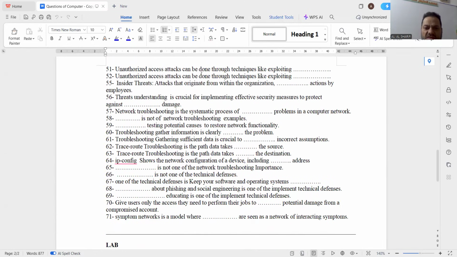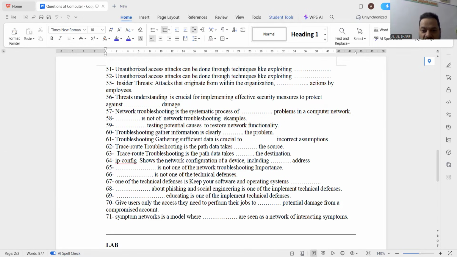Unauthorized access attacks can be done through techniques like exploiting what important information they are using for unauthorized access. You should know it. We have other techniques too, which means you can write any one of them. We have two. Insider threats are attacks that originate from within the organization. What actions by employees? Some actions will happen from the employees. Understanding threats is crucial for implementing effective security measures to protect against what damage.